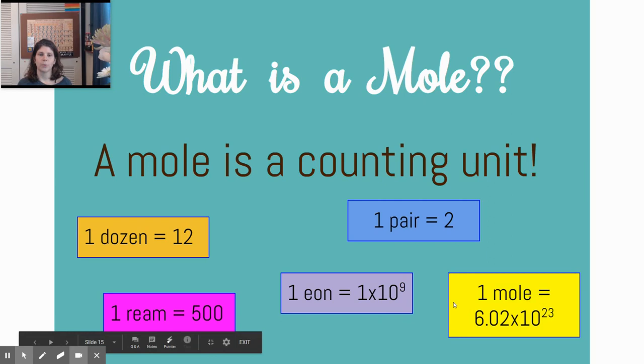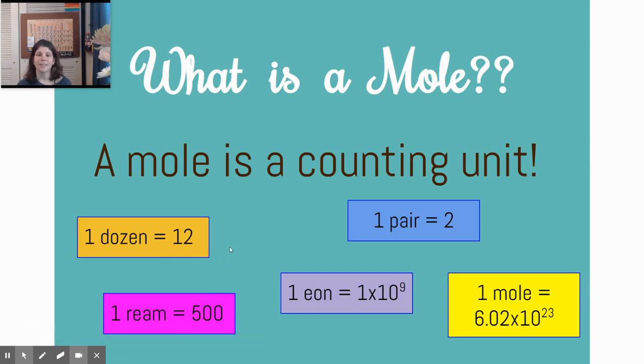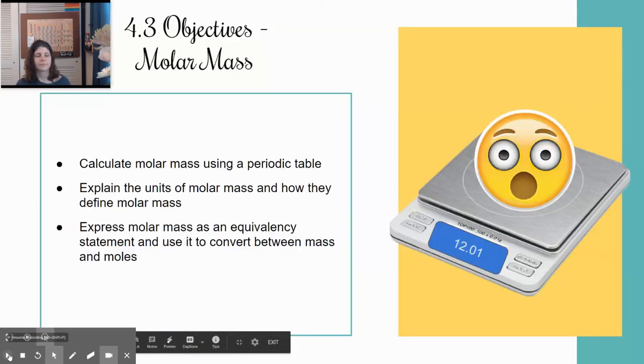Okay, yeah, there's a mole. 6.02 times 10 to the 23rd. Way bigger than a billion. It's way bigger than a pair or a ream or a dozen. And we typically use moles when we're talking about atoms because atoms are super small.